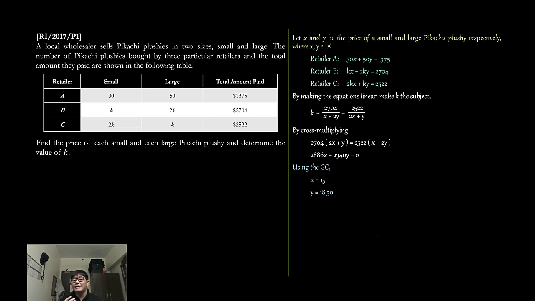Now, because I have already given what k is, which is 2704 divided by x plus 2y, substitute the values of x and y into it, and therefore I'll get k to give me 52.